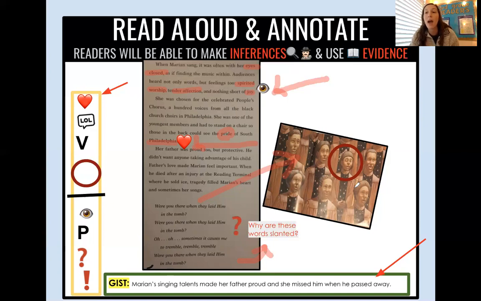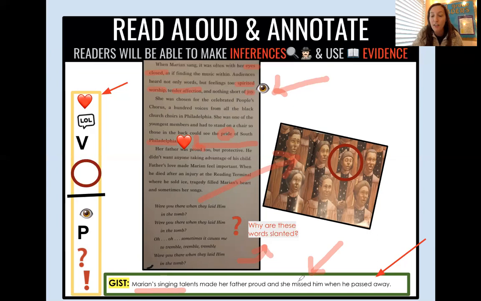So I want to think about how can I explain all of that in just one sentence? And that brings me to the gist. If we think about what this page was about and how we annotated, we can summarize with the gist in one sentence and explain that this page is mostly about how Marian's singing talents made her father proud and she missed him when he passed away.